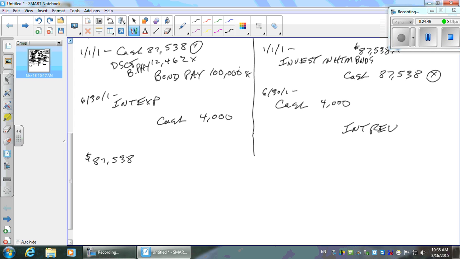What's the interest rate? 5% every 6 months. You got it, right? 5%. So we're only doing 6 months, right? That's June 30th. Take 5% times it. And you're there. Okay? What's 87,538 times 5%? 0.05. 4376.9. So we'll round it, okay?